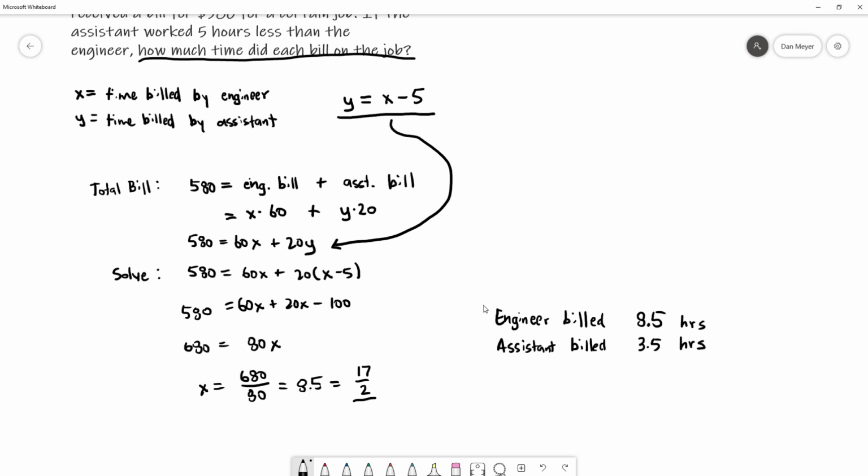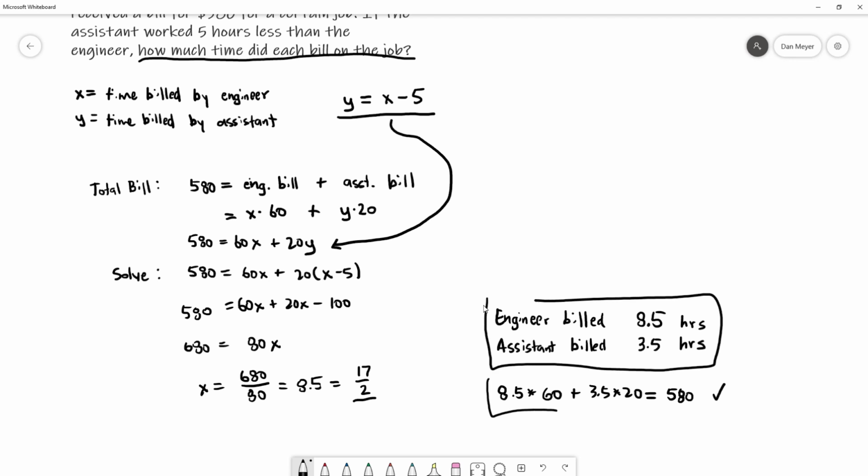And then we can go back and check if we wanted to. It's always a good step to check. 8.5 times 60 plus 3.5 times 20. We do that on my calculator. That does give me the $580 that was billed. So it's always a good idea to check your answer when you have time. That's not my answer. This is my answer. There we go.